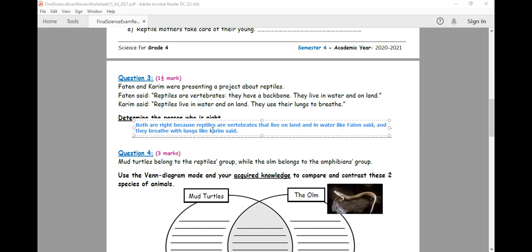We did solve number four. Yes, we did solve it. So, guys, why are both right? Because reptiles are vertebrates. True. They have a backbone. True. They live in water. True. They live on land. True. They use their lungs to breathe. True. So there's no wrong info, so both are right.